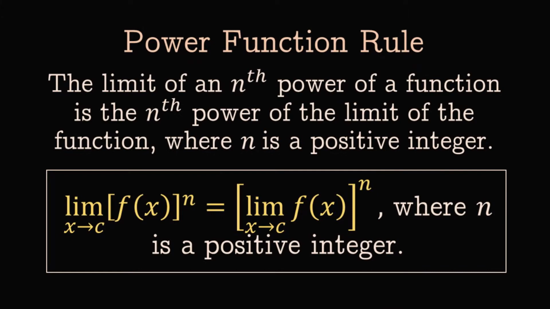Next would be the power function rule. The limit of an nth power of a function is the nth power of the limit of the function, where n is a positive integer. In symbols, we have the limit of f of x raised to n as x approaches to c is equal to the quantity of the limit of f of x as x approaches to c, quantity raised to the power of n, where n is a positive integer.